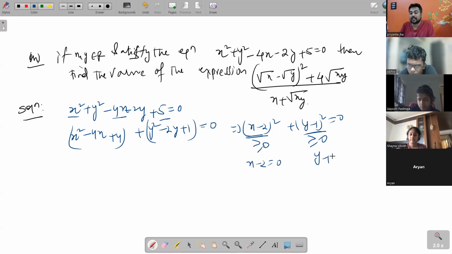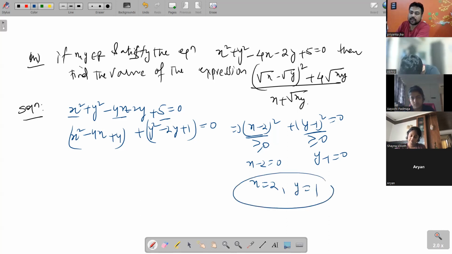Otherwise, this is all square of something, so this is always positive or 0, right? And the sum of two positive things can't be 0. But here we have 0. In this case, both have to be individually 0. So we have x equal to 2 and y equal to 1. Put this value in this expression and find the value. Understood?